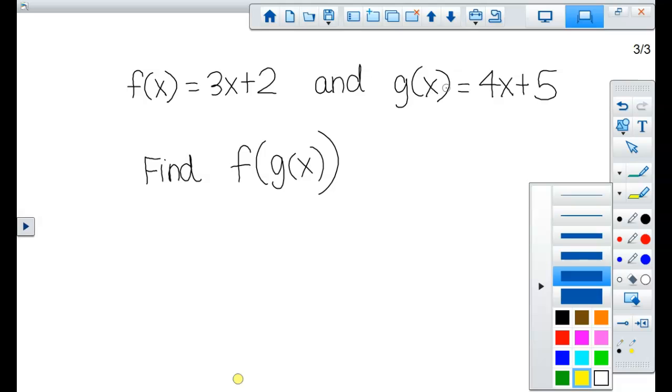So what that means is when you work out this problem, you are not going to get just a number for your answer any longer. You're not going to get a specific output because you don't have a specific input. Instead, what's going to happen is you are going to find the rule for f of g of x. So your answer should look like a function rule. Now, the good news is that the way we work with this is going to remain the same.